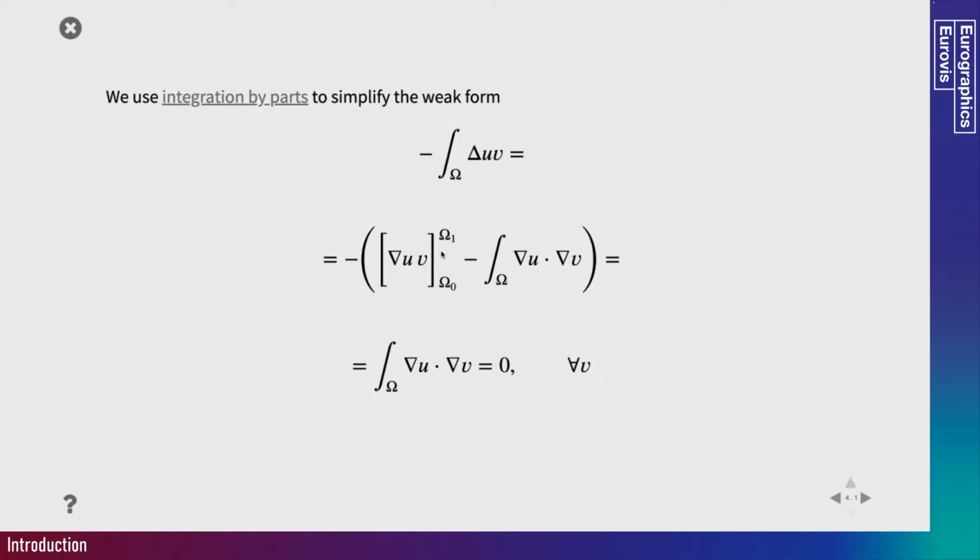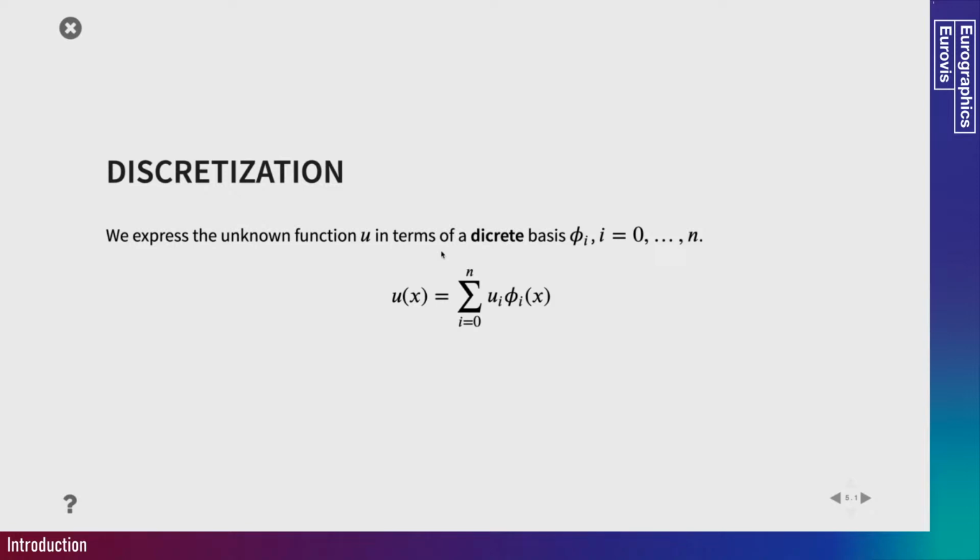So now we have this equation, which is simpler than the one in the beginning, but still we don't know how to solve it. So if we want to actually solve this equation with a computer, what we need to do is discretize our function u with a finite dimensional basis. Or in other terms, we can project our continuous smooth function into a finite dimensional space.